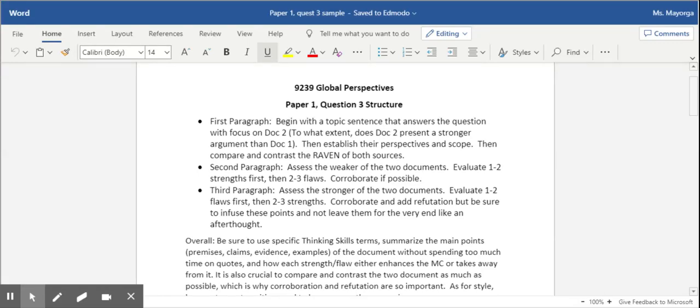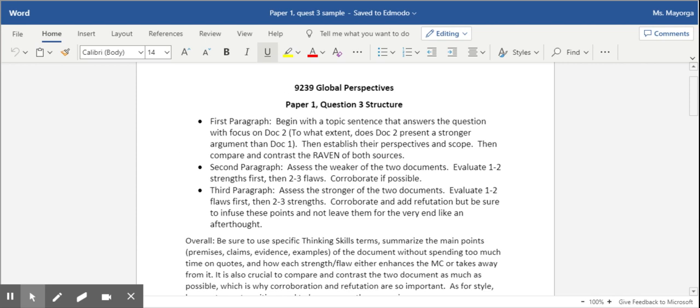Hello and welcome as I take you through a model of answering a paper 1 question 3 for global perspectives. First of all, in this paper, you only need document 2 to answer the third question. So make sure that as you're reading document 2, not only do you look for annotation marks like you do with document 1 on Raven and content, but you also look for points that corroborate with document 1 and possible points that are much stronger than the first document that can help refute, or weaker if you felt document 1 was better, because this is going to be crucial to answering question 3.